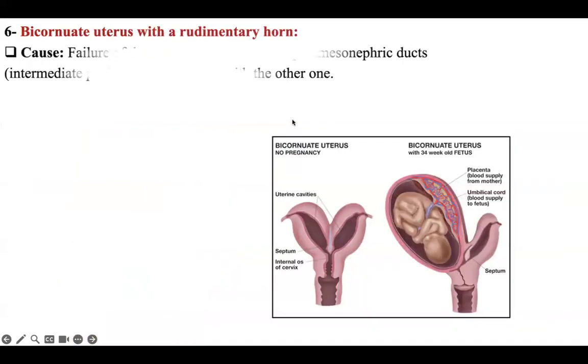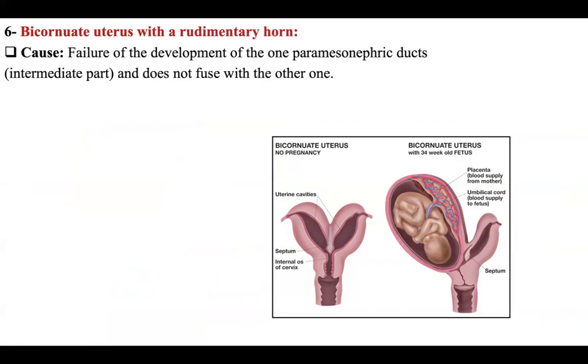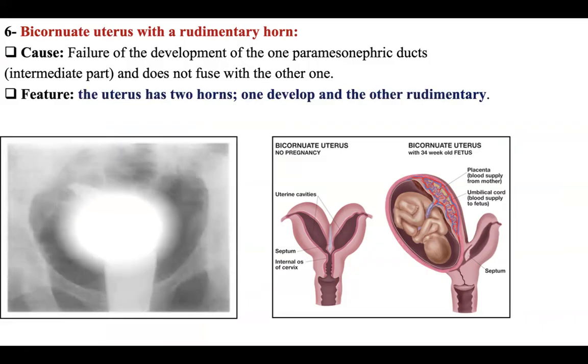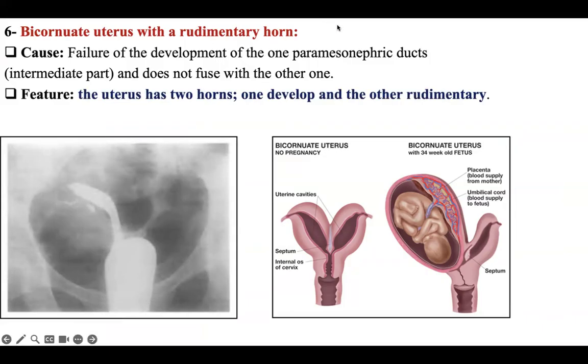Okay, what else? Bicornuate uterus with rudimentary horn. What does that mean? Bicornuate means the uterus is two parts, but one part is rudimentary.